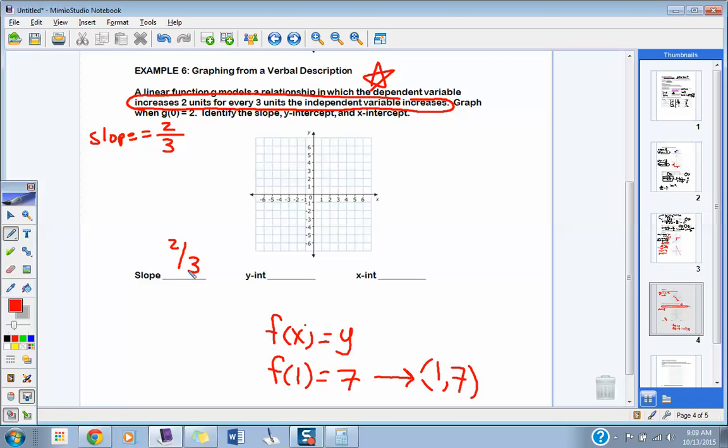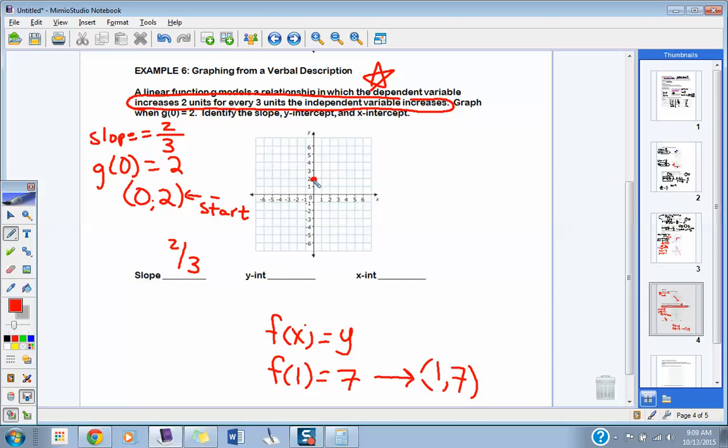It says furthermore, we want to graph this function when g of 0 is equal to what, guys? 2. Well, g of 0 equal to 2 means that's the point 0, 2. This is the point that we're going to start from. So how do you get to the point 0, 2? Not down 2, but up 2.